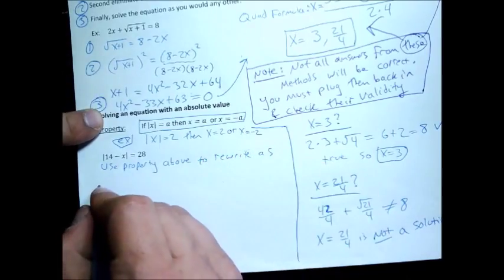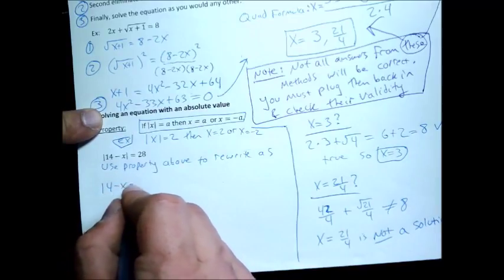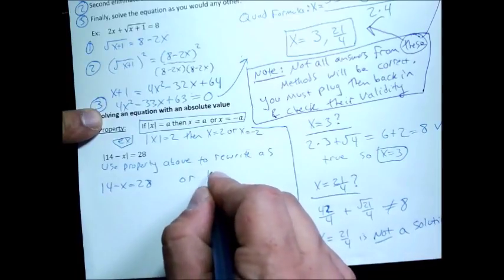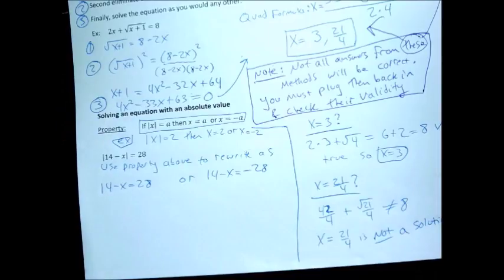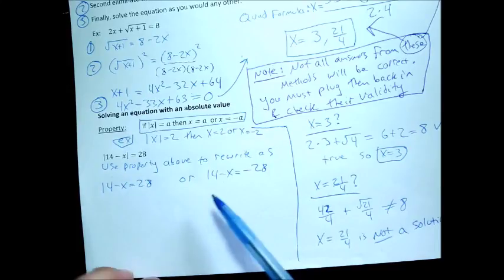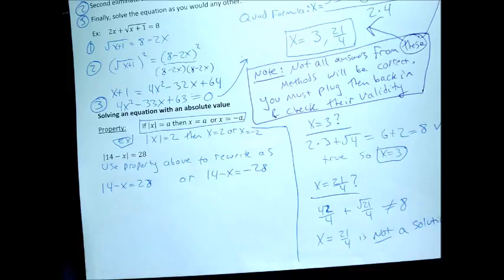We drop the absolute value and we write 14 minus x equals positive 28, or 14 minus x equals negative 28. And so now we can solve the equation. We don't know how to solve things inside of absolute value, so we need to get rid of the absolute value before we go ahead and do that.